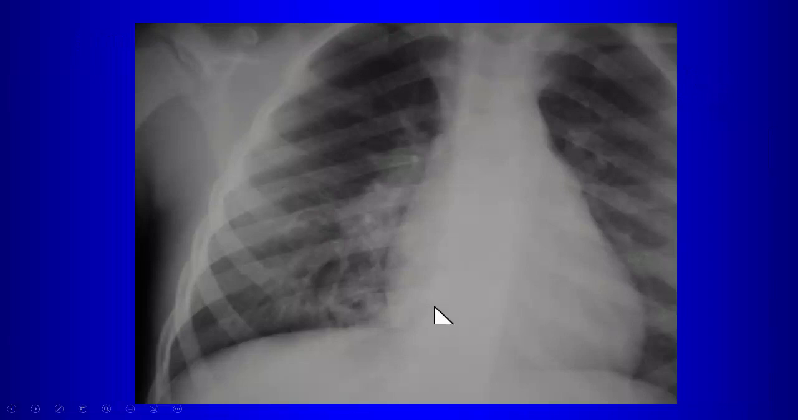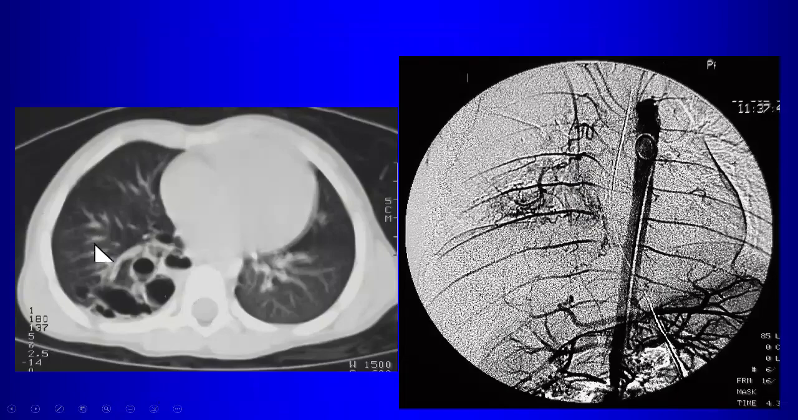So this is a young patient who has this kind of cavitary lesion here in the right lower lung. So the patient had recurrent hemoptysis, which required embolization to get it under control. So at the time of embolization, what vessels are feeding this lesion?